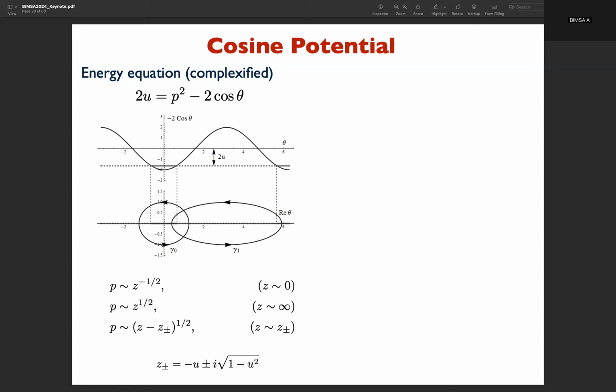And then one of the period integrals will be related to the classical trajectory, and the other will be related to instantons, right? And it's clear what's going on around z equals 0. Remember, z is e to the i theta. So p behaves as a negative square root of z, and at z infinity it behaves like that. So we can relate it to which regime it corresponds to.